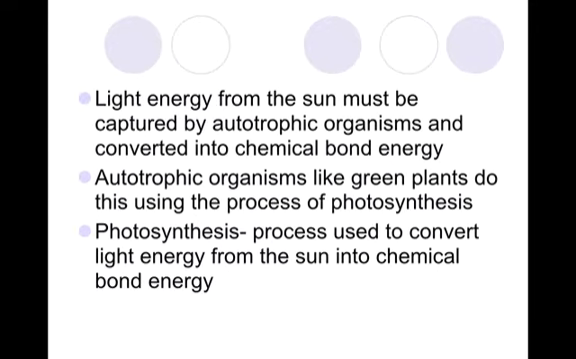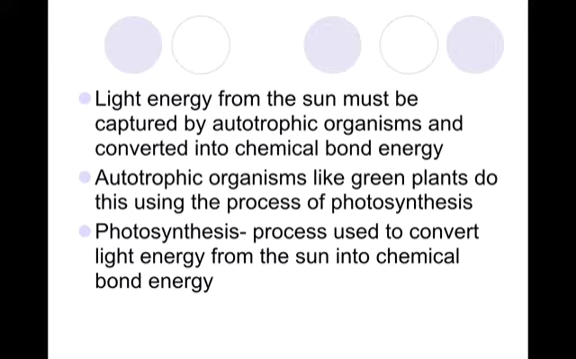So what happens is the light energy from the sun is captured by organisms that can make their own food. And remember, we call those autotrophic. They convert that energy into chemical bonds, and they do that by making a molecule called glucose. These autotrophic organisms, like green plants is an example of one of them, use this process of photosynthesis.